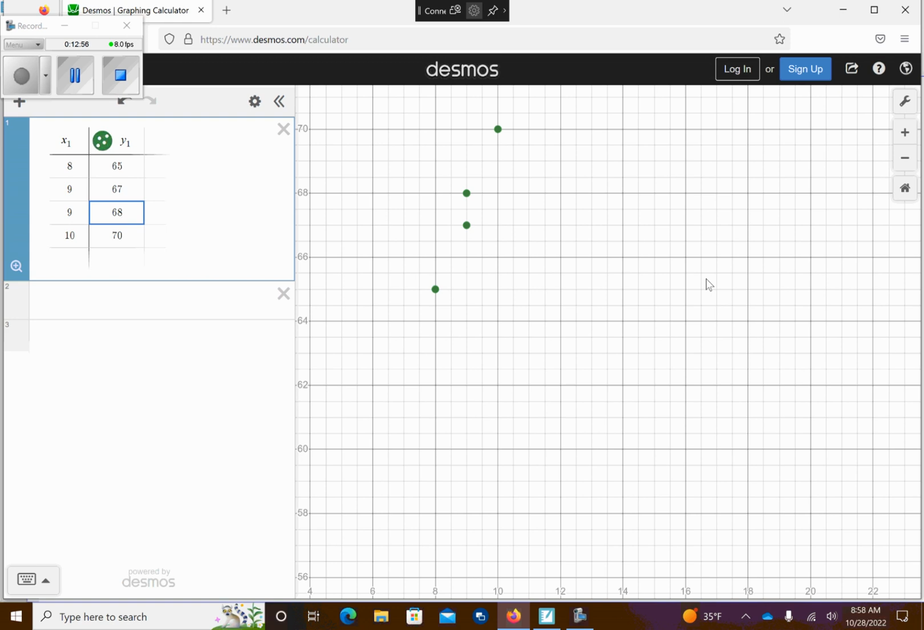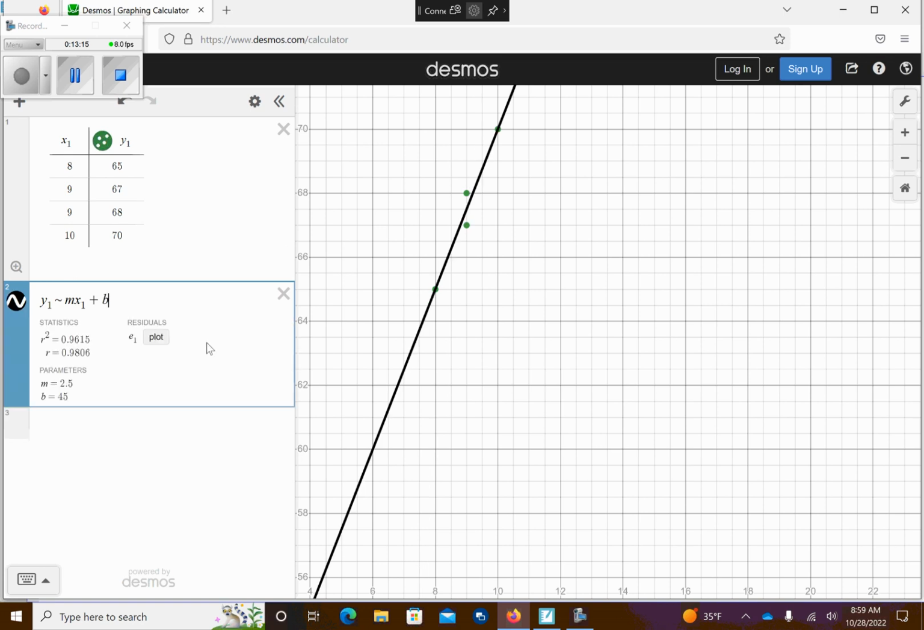It appears that it has a positive correlation because the slope of that line would be positive. We'd be able to find the equation. When we find the equation, we can go y sub 1 tilde m x sub 1 plus b. Okay, so I think this will work. This is my first time. Notice how it says residuals here on my graph. I think I can plot my residuals. And my residuals fell there.